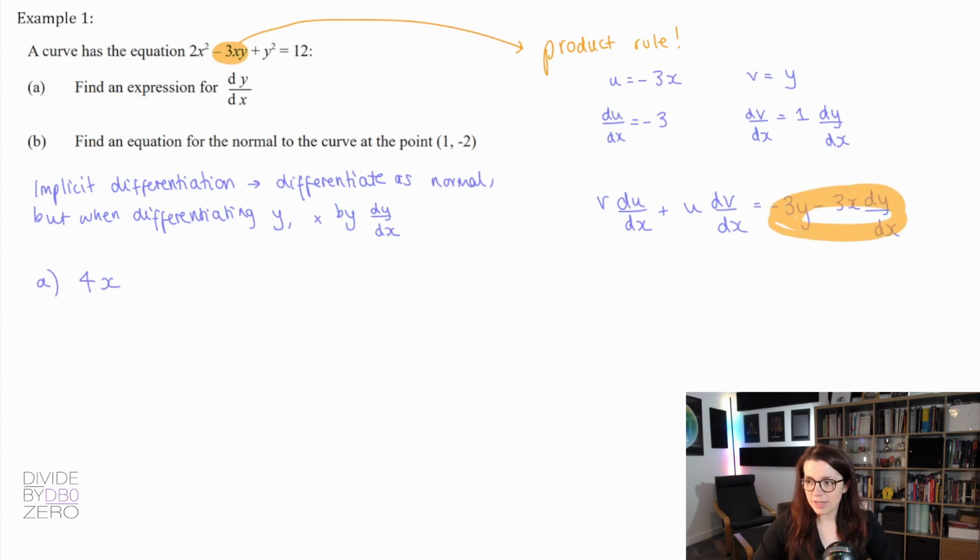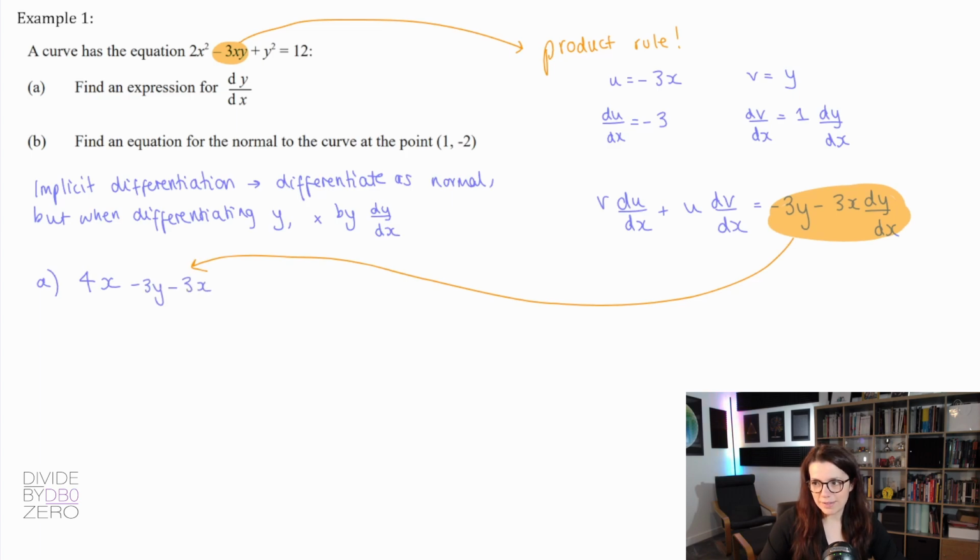This is the result that you then want to substitute into your main differentiation work. So that's minus 3y minus 3x dy/dx. Carrying on differentiating then, to differentiate y squared, that's going to be 2y dy/dx, because we multiply by dy/dx whenever we differentiate y, equals 0 because 12 differentiates to 0.